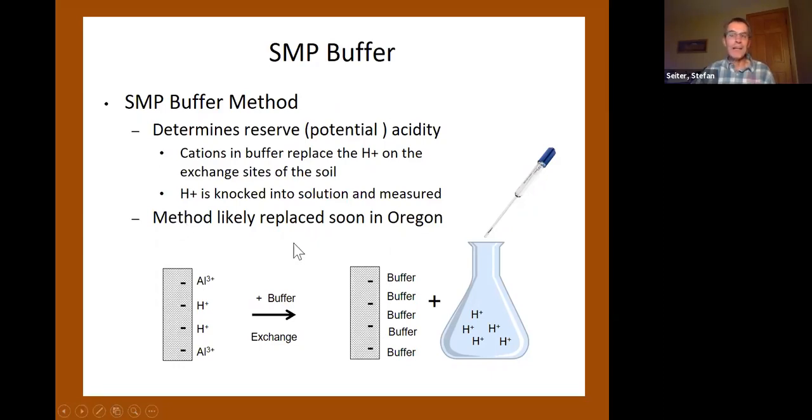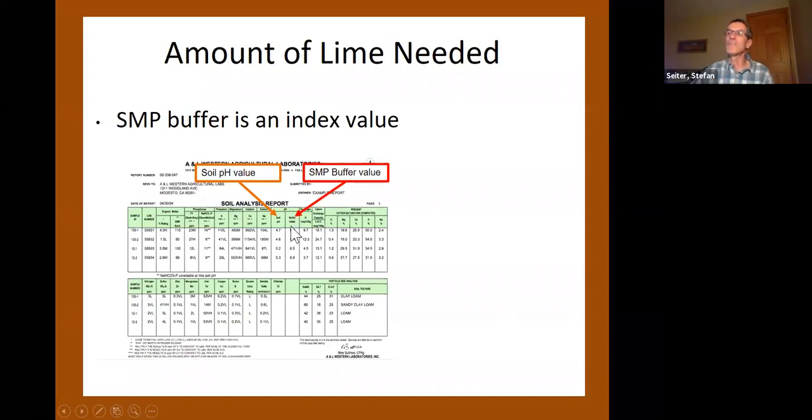This method will likely be replaced in Oregon because it uses some toxic chemicals, and they're working on a different one. Our soil extension specialist right now at OSU is working on that new method and trying to align it so that a soil test will probably say Sikora buffer value, but it will still be a buffer value. I don't know exactly when it will happen, but soon on the soil test you will not see the SMP buffer anymore, but a different buffer.